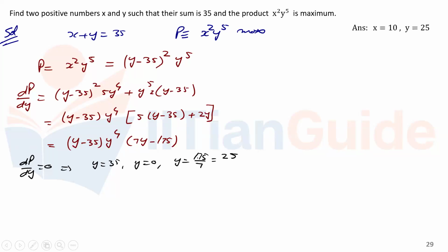Okay. y is equal to 35, that is wrong, I cannot accept it. If y is 0, then x is 35, which divides nothing into two parts, and x square y power 5 becomes 0. y cannot be 0. So I got the value of y to be 25. When y is 25, put it in equation number 1, and you get x to be 10. That is my answer. However, if you wish, you can test with the second derivative, and you will find it to be negative when y is 25. Am I right? Tell me quickly.